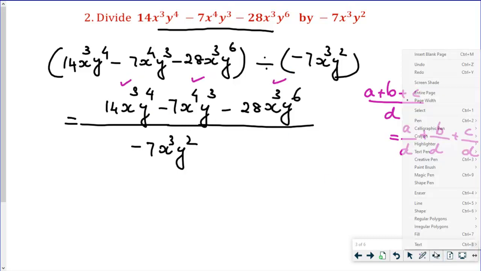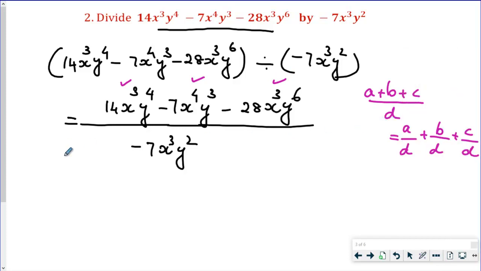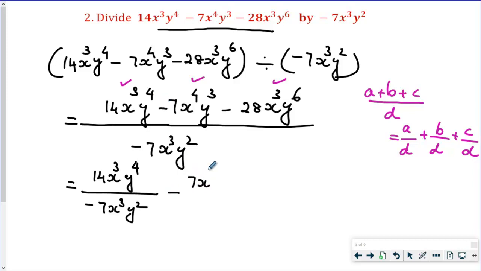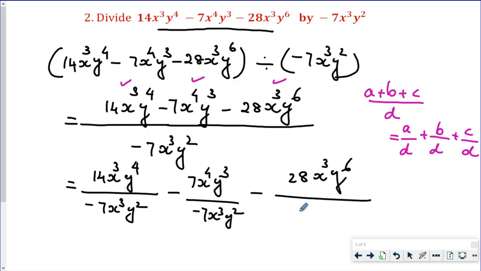Here we can split this fraction. It is equal to 14 x cube y power 4 divided by the denominator minus 7 x cube y square, minus minus 7 x power 4 y cube divided by minus 7 x cube y square. Now again here minus, so here also minus, 28 x cube y power 6 divided by minus 7 x cube y square.